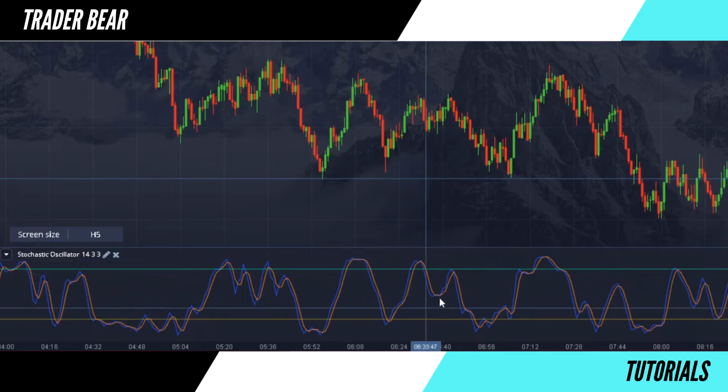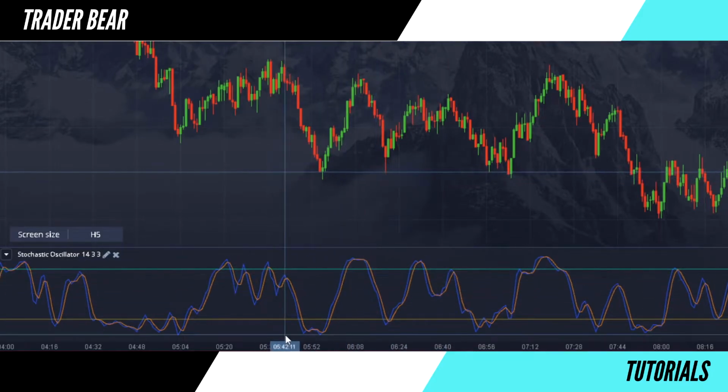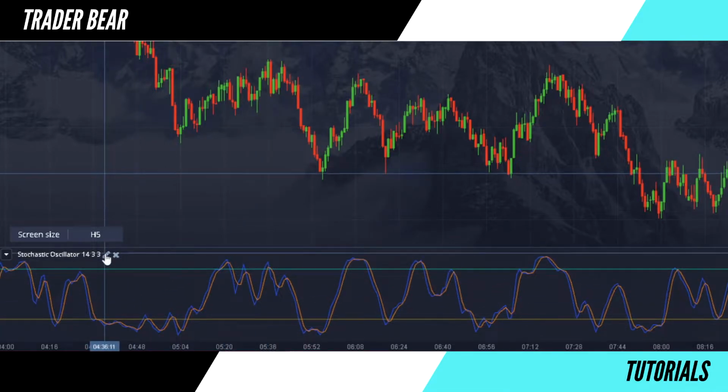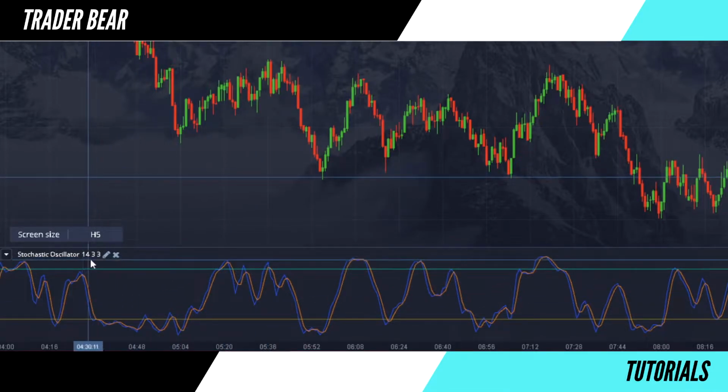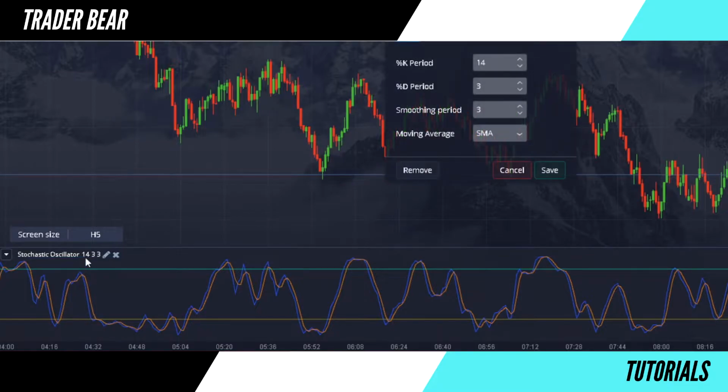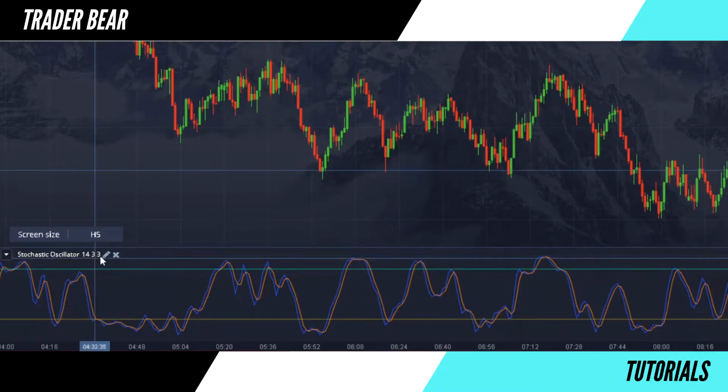Now, as we're looking at the Stochastic Oscillator down here at the bottom of the screen, there's a few things that I want to point out to you guys. Number one, make sure your settings are the same as mine. Though I didn't have to change mine, some of yours might be a little bit different. Just make it like this.